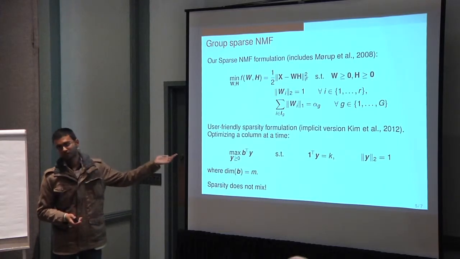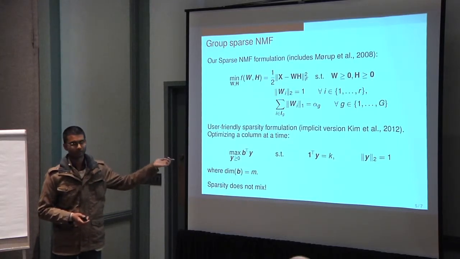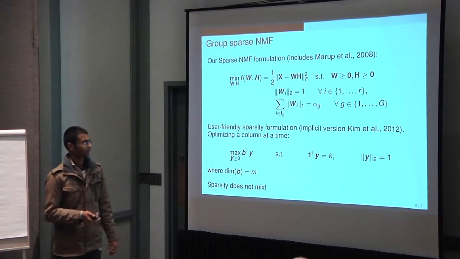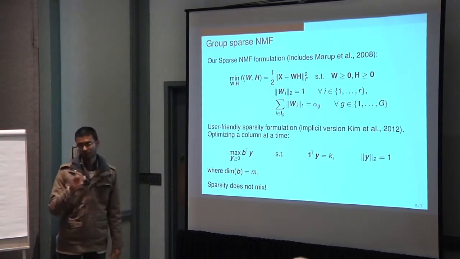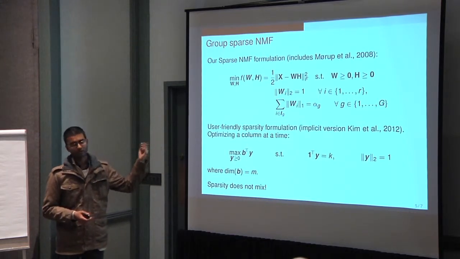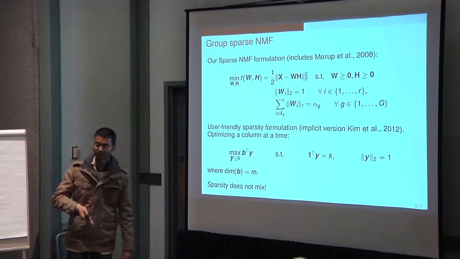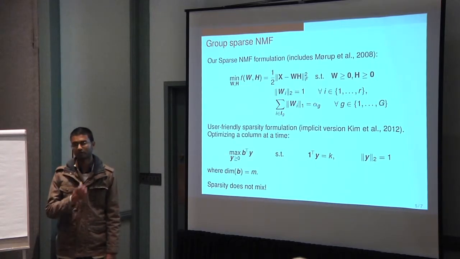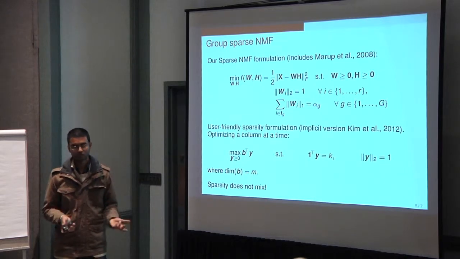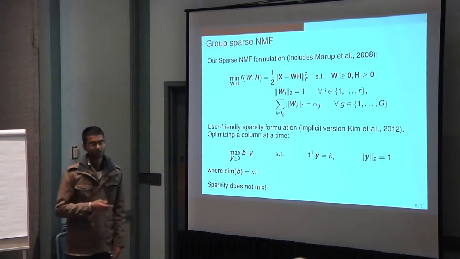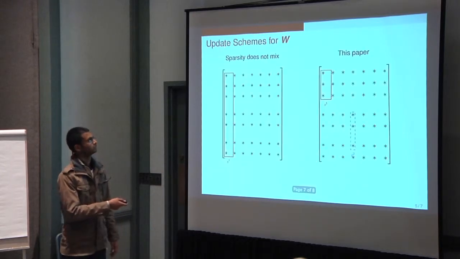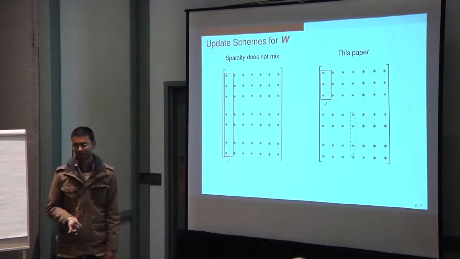So how do we optimize for this new group sparse NMF formulation? Can we use our previous column update? Well, we cannot, because if you just update a column at a time, the sparsity mixes along the rows, but it does not mix along the columns in your feature group. So we need something. So one feature at a time doesn't work. So the obvious thing is to update 2 columns at a time.